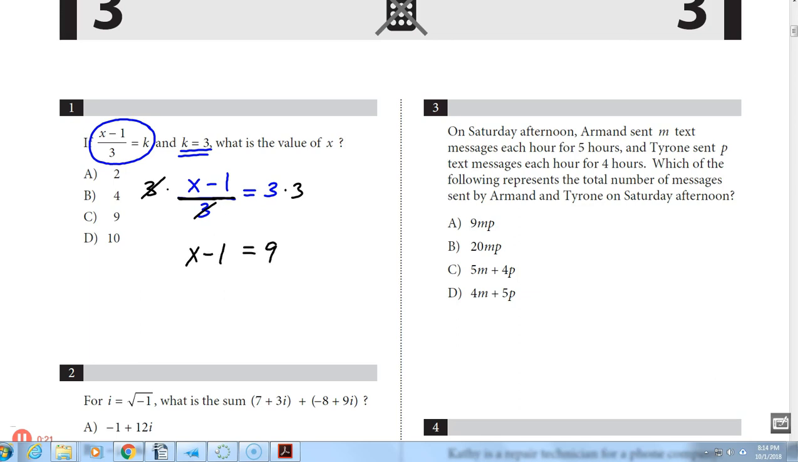And then my last step is I'm going to add the 1 to both sides. So add 1, and I end up with x equals 10. So the correct answer would be D.